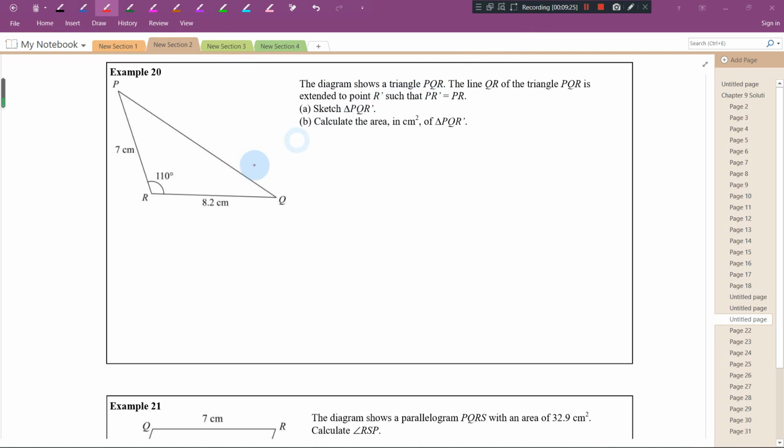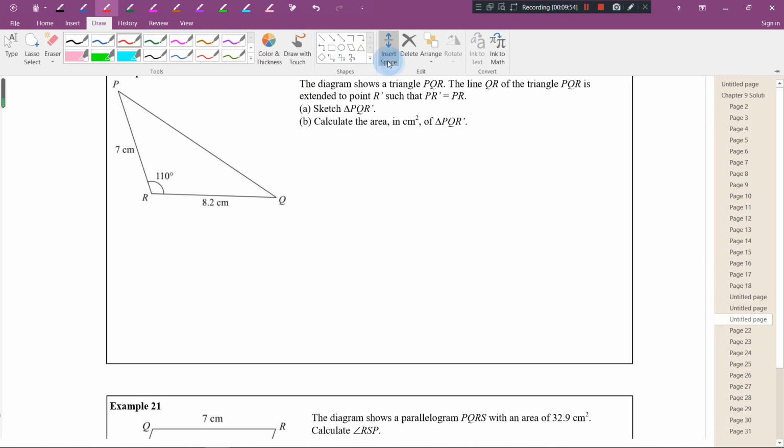The diagram shows a triangle PQR. The line QR of the triangle PQR is extended. So this QR is extended, going up here to point R prime, such that PR prime is equal to PR. So when we want to sketch this triangle PQR prime, this is an ambiguous case. If you want to draw it, the triangle mentioned for part A is actually here. Okay, let me draw it for you.